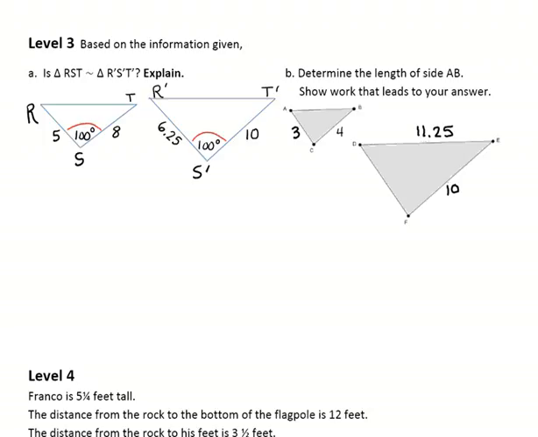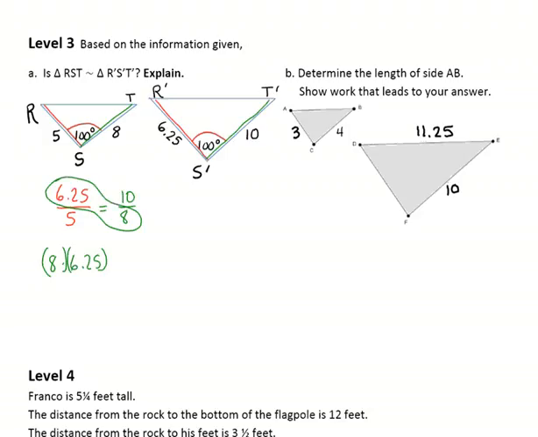So I want to look at the corresponding sides from the original figure and the dilated figure, and that would be 6.25 over 5. And then along the other side, we have the dilated of 10 over the original of 8, and I want to know if that's equal or not. So I can do the cross product. 8 times 6.25, and that's going to be this part, is equal to 10 times 5, which is the other. And this is going to give me 50.